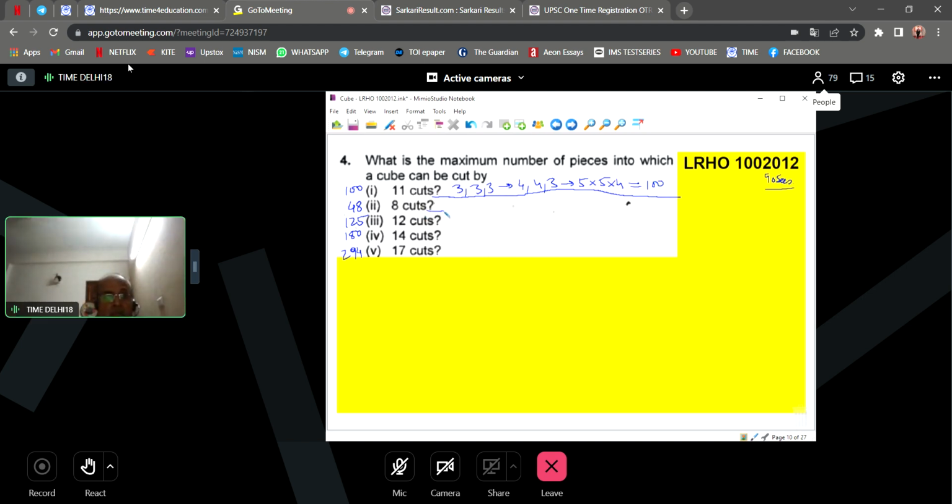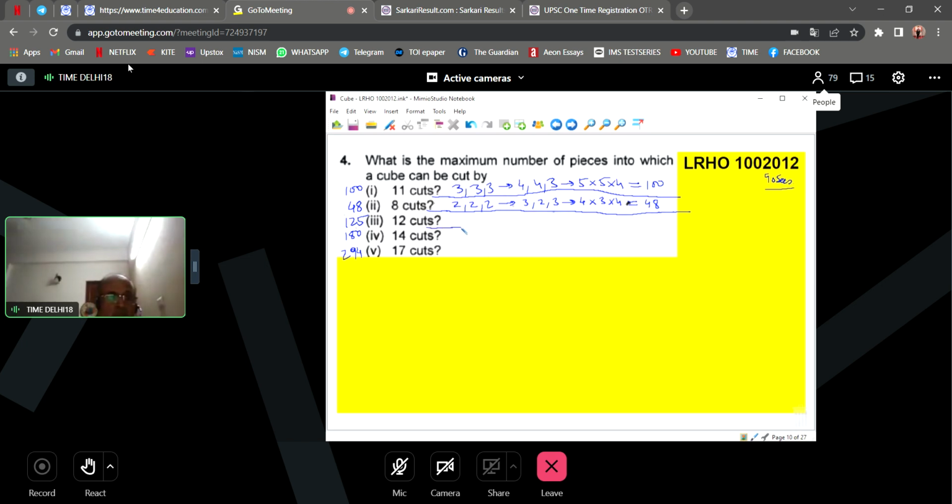The second one, 8 cuts. When I apply 8 cuts, minimum how many cuts go in each direction? 2 each. How many cuts have already been applied? 6. How many cuts are still left? 2. So they can be applied in any 2 directions equally. 2 plus 1, 3, 2, 2 plus 1, 3. How many pieces am I getting? 4 along the first, 3 along the second, 4 along the third. Total how many? 48. I hope that is fine.